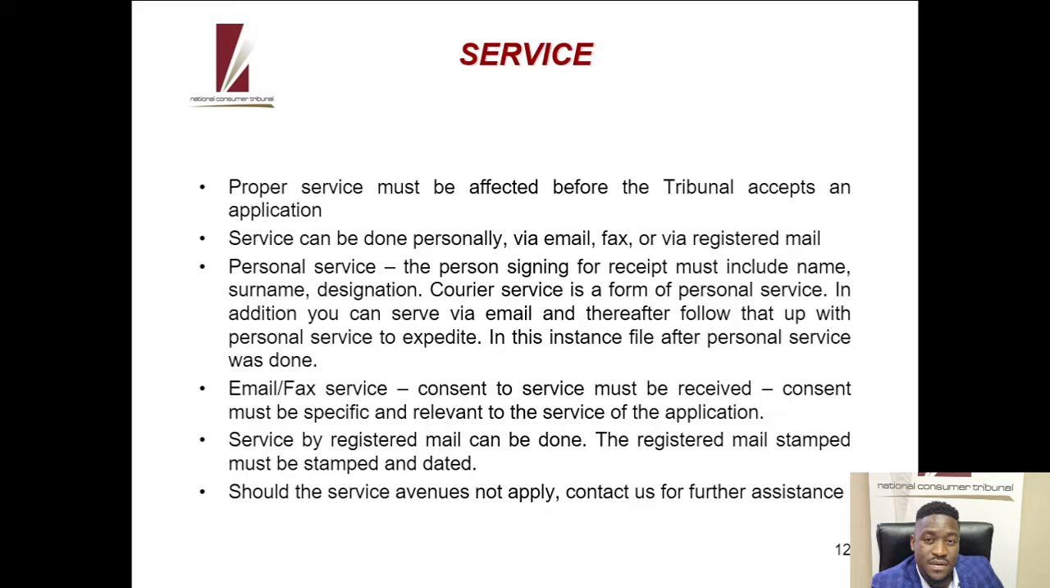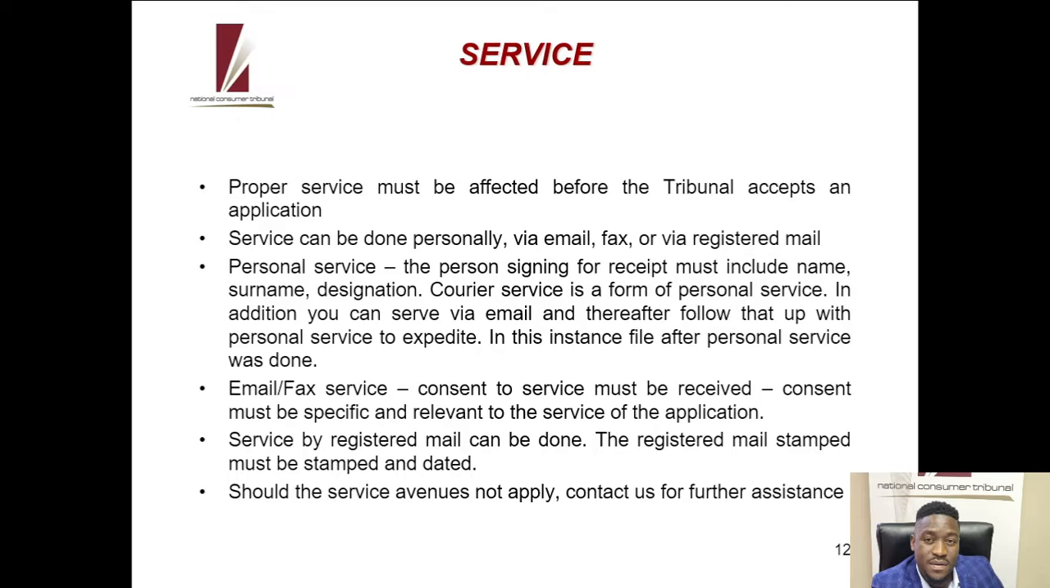Proper service must be effected before the tribunal can accept an application. Service can be done personally, via email, fax, or via registered mail. For personal service, the person signing for receipt must include their name, surname, and designation. Courier service is also a form of personal service. In addition, you can serve via email and thereafter follow up with personal service to expedite. When using email or fax service, the consent to service must be received and the consent must be specific and relevant to the service of the application.